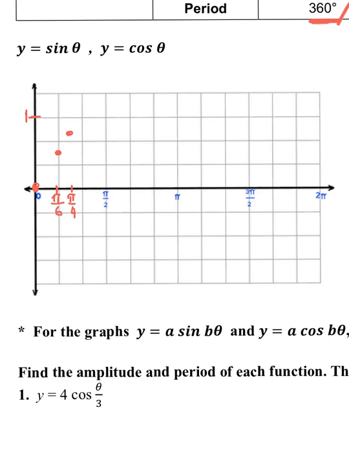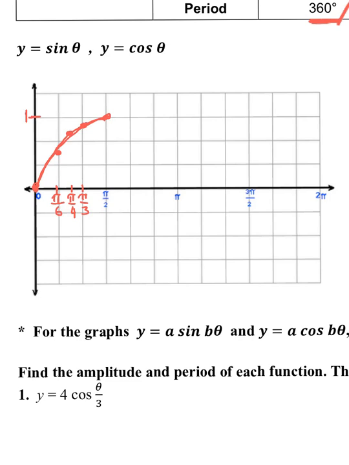Then at pi over 3, according to my unit circle, I'm at root 3 over 2. I'll punch that into my calculator, and that's about 0.866, so a bit higher, right around here. At pi over 2 is where I hit 1. I'm going to smooth that out and connect those dots. That's what we have so far.